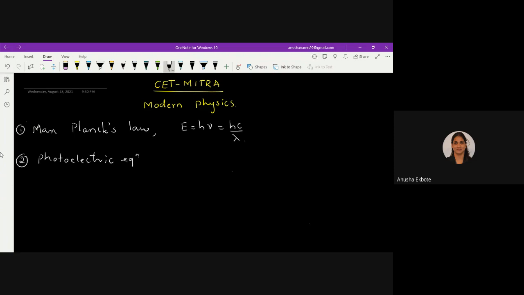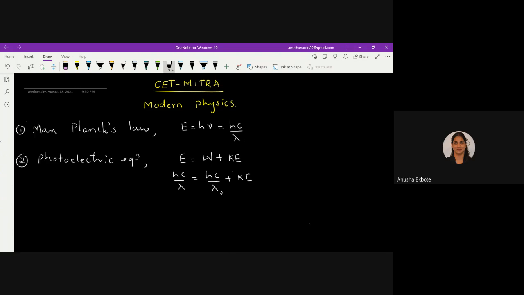which is given by Einstein as energy absorbed by a metal is used for the work function plus the kinetic energy, which we can write as hc by lambda equals hc by lambda naught plus kinetic energy. So lambda is the wavelength of incident radiation and lambda naught is the threshold wavelength.